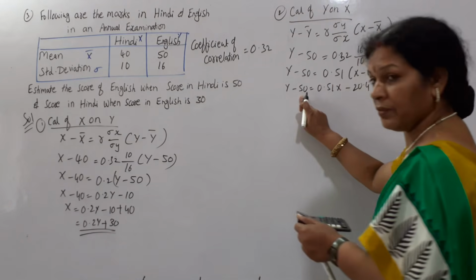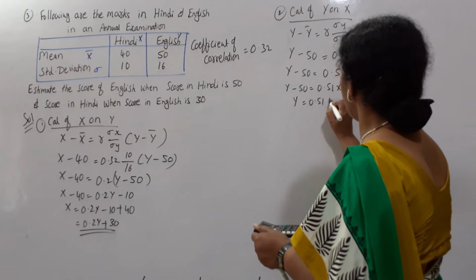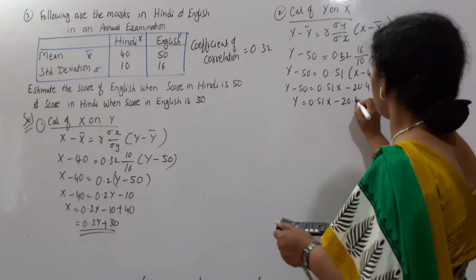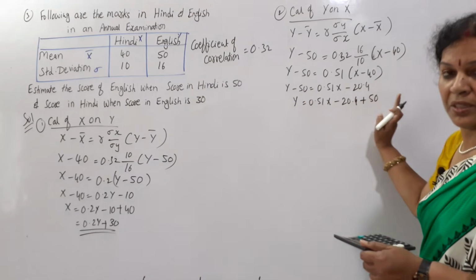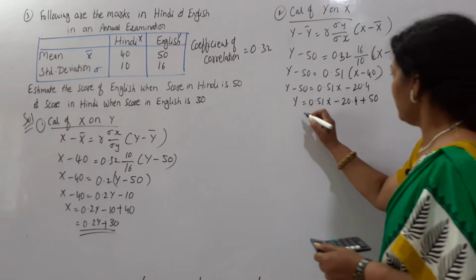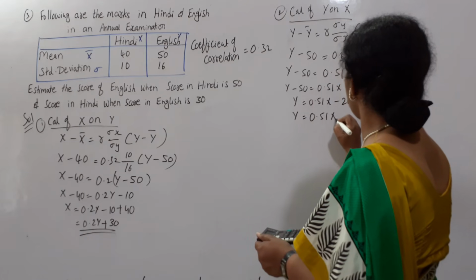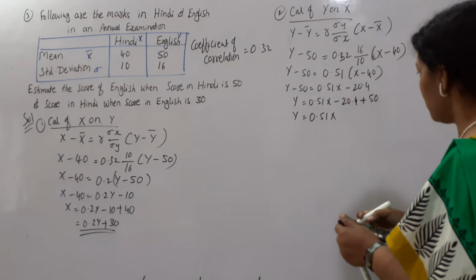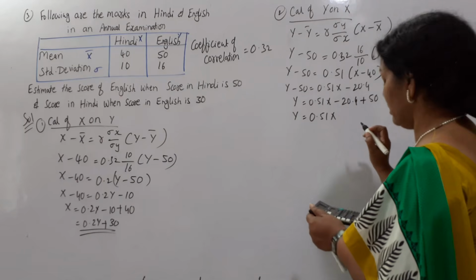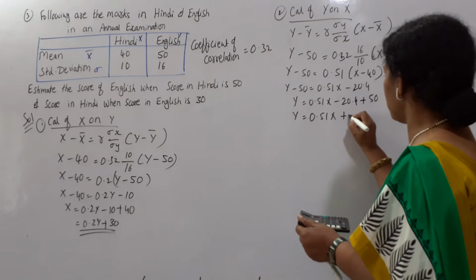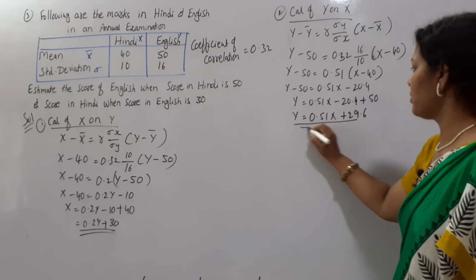Now what we will do? 50 will take it to the right side. Y is equal to 0.51x minus 20.4 plus 50. This was minus 50. When we take it on the right side, plus 50. So ultimately the answer is 0.51x plus 50 minus 20.4, which comes to 29.6, but this is a plus value, plus 29.6. X on y, y on x, we got it.